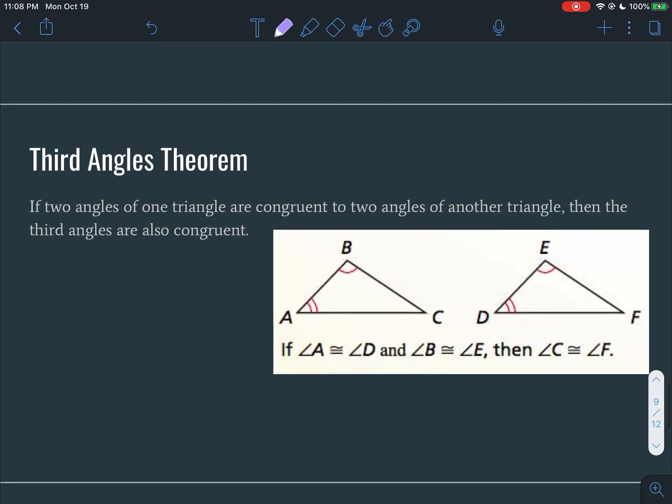All right, the third angles theorem. This one we do use, but it's kind of a common sense one once you see it in action. It says, if two angles from one triangle are congruent to two angles of another triangle, then the third angles are also congruent. So if angle A is congruent to angle D and B is congruent to E, then it would follow that C must also be congruent to F.